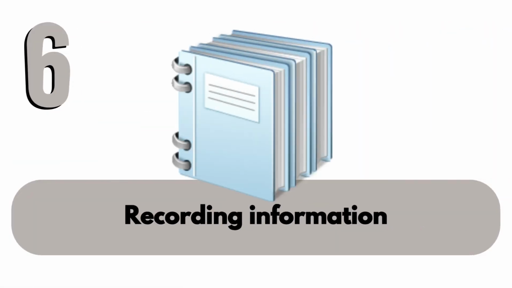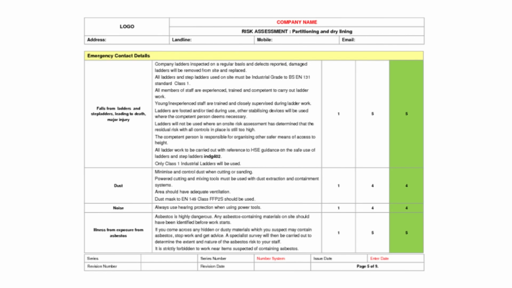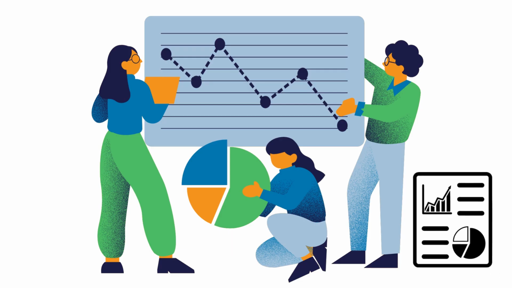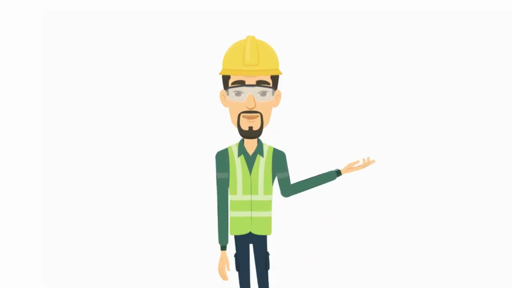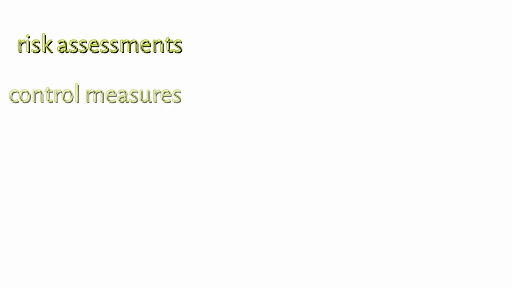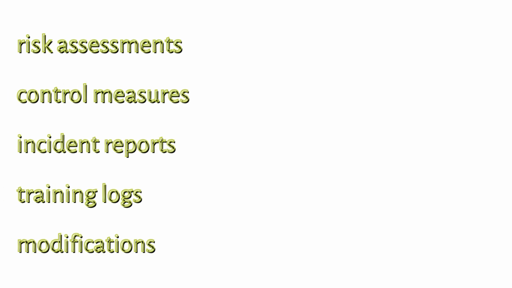Recording information. Maintaining accurate records of risk assessments, controls, and incidents is essential for tracking progress, compliance, and accountability. Records should include risk assessments, control measures, incident reports, training logs, and any modifications to the risk management plan.